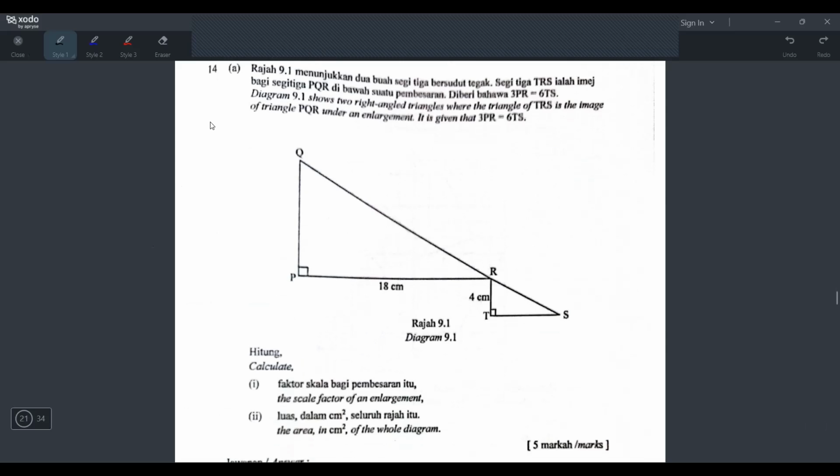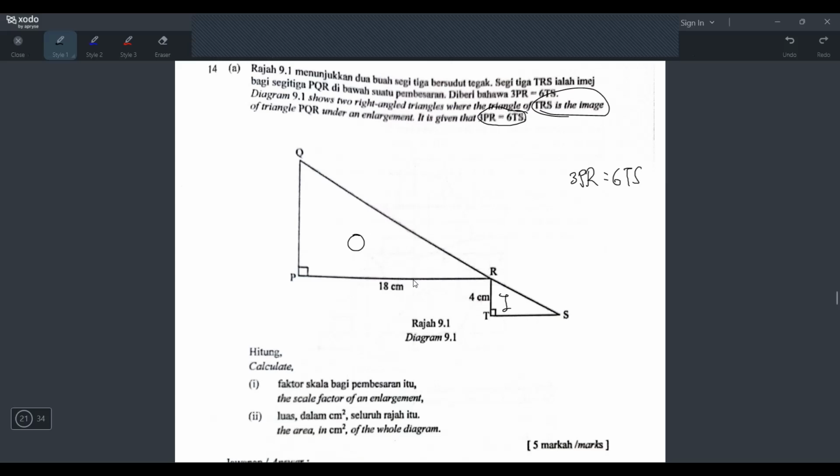Okay, number 14. Diagram 9.1 shows two right angle triangle. So we saw here, and then the triangle TRS is the image of PQR. So TRS is the image. So the small one is the image, the big one is the object. Can you see the moment I dare cakap separate image, I straight away label already, right? So under an enlargement, it is given that 3PR equals to 6TS. I think this is important. Right? So let's write it down.